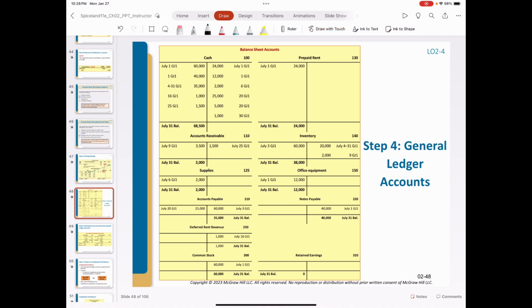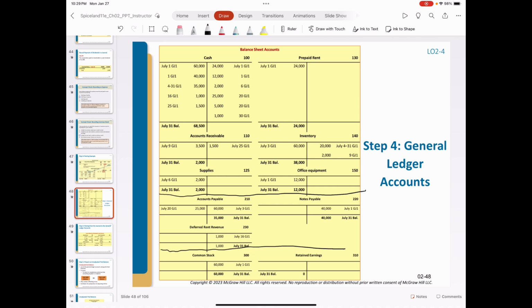You can find cash account, accounts receivable, supply, prepaid rent, inventory, office equipment. These are all assets. Liabilities: accounts payable, deferred rent revenue, notes payable, these are liabilities. And the rest are equity. So I use these lines to separate them. And this is a general ledger.